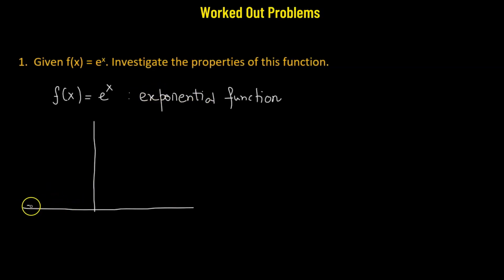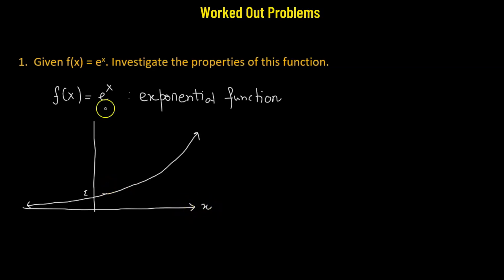It's going to start from a very low value of y, and then it's going to slowly increase, and it crosses the y-axis at a value of 1, and then it's going to keep on increasing. This is the illustration of an exponential function.